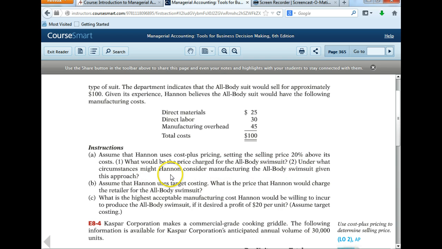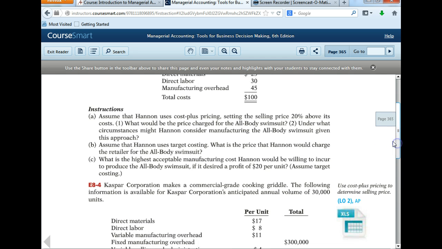Now, number 2 says, under what circumstances might Hannon consider manufacturing the all-body swimsuit given this approach? Why would we manufacture it given this approach? Any ideas? What if it was a special order and we don't have to take into account our fixed cost? Would we maybe then possibly try to sell it because all we care about is our variable costs? Does that make sense?